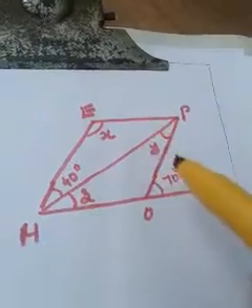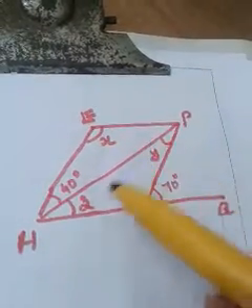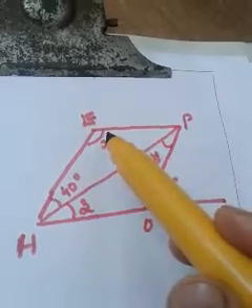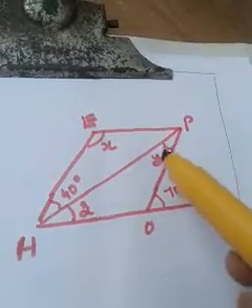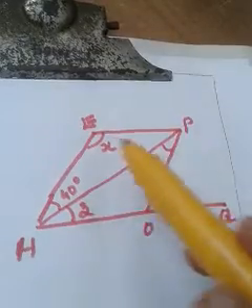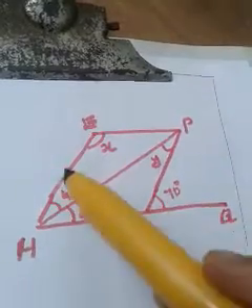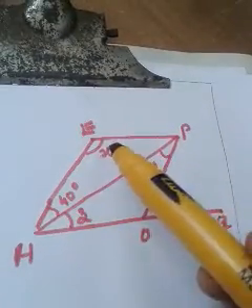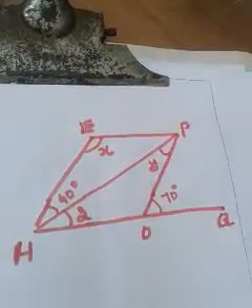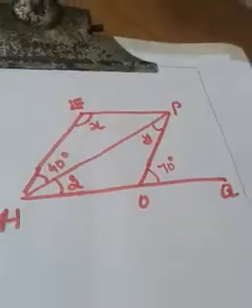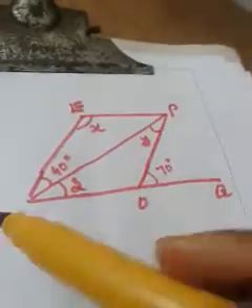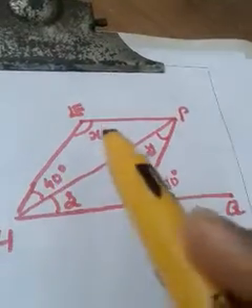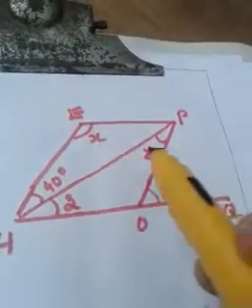You are supposed to find out the value of x, y, z. What will be the value of x, y, z? You have to calculate x, y, z, and this angle is given. So by using these both angles, you are supposed to calculate x, y, z. You get me? HOPE is a parallelogram, where this angle and this angle are given, and you are supposed to calculate the value of x, y, and z.